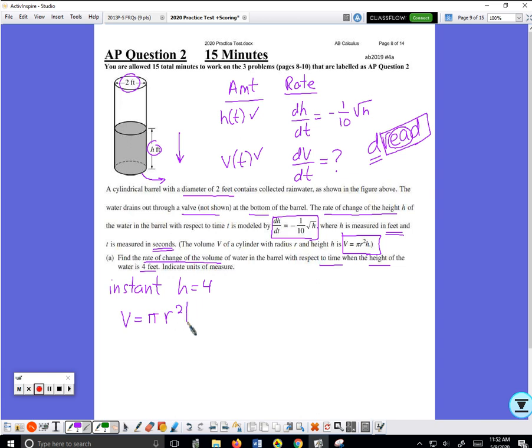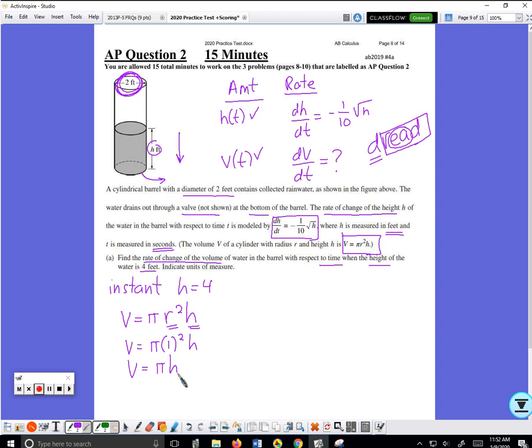Okay, it's important to remember the difference between variable and constant. The h is definitely variable. It is changing as time goes on. However, the radius of the cylinder does not change. Don't let them fool you, though. They gave you a diameter of 2. Read slow and careful. So the radius is 1. So we know that this formula for volume is really pi times 1 squared times h, or just pi h.